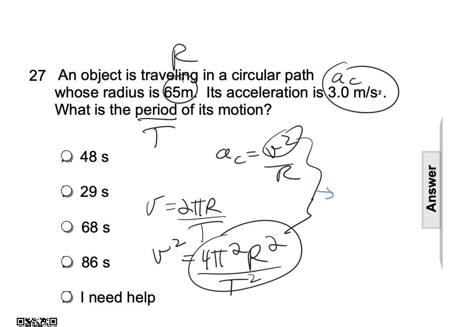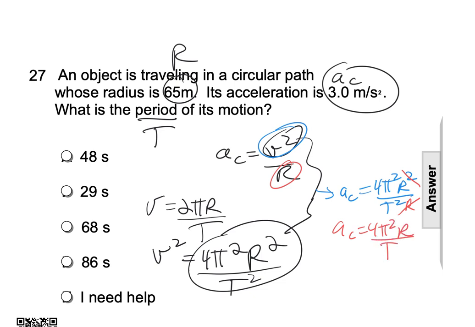So AC is equal to 4 pi squared R squared over T squared. That's the V squared that I just wrote down. Then it's still over R. So when the R's cancel out on both sides, I'm left with AC equals 4 pi squared R divided by T squared. So I'm looking for the period.